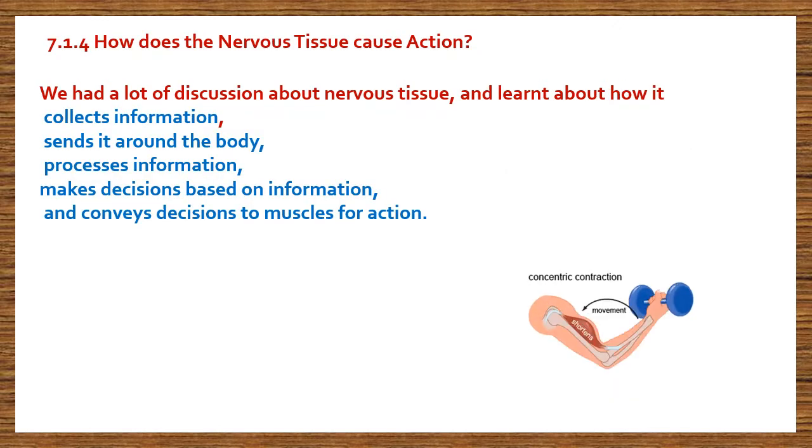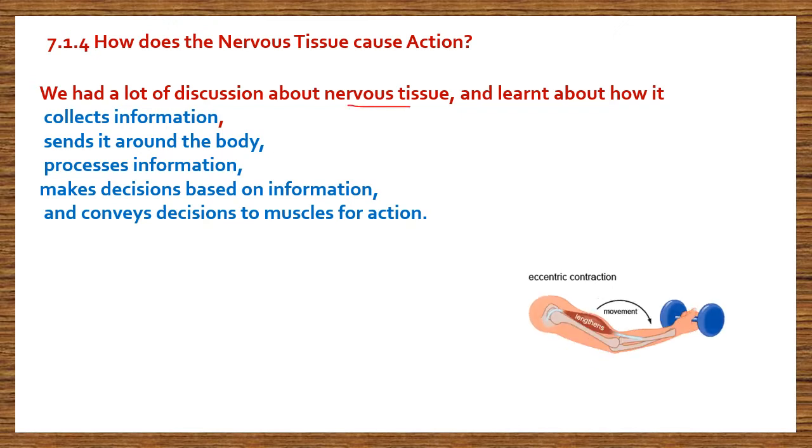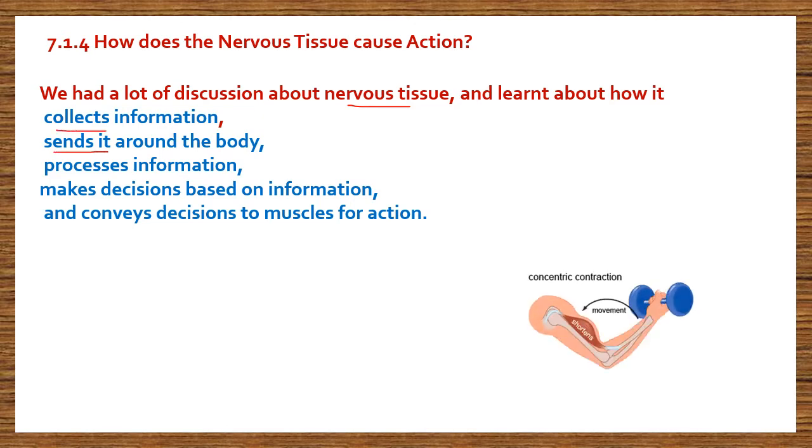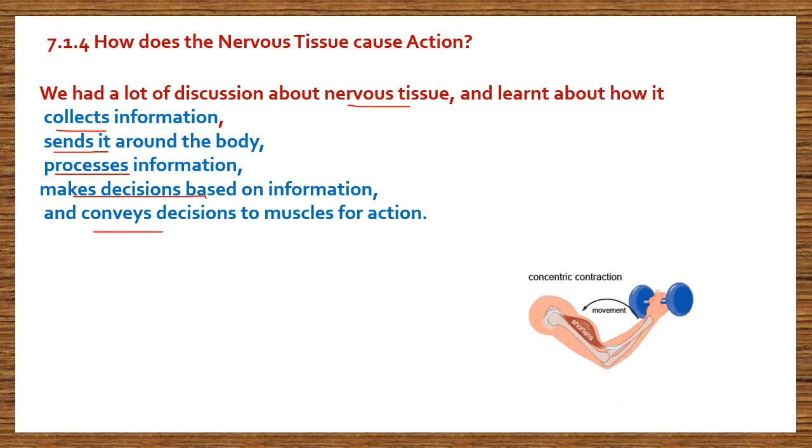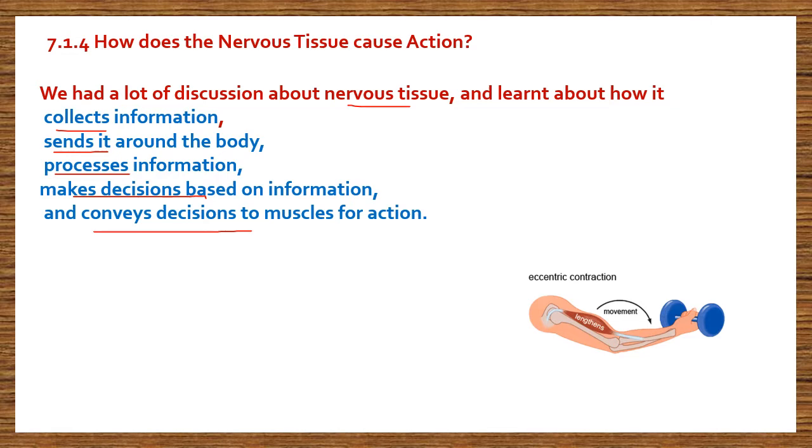How does the nervous tissue cause action? Let me discuss the topic forward. We already had a lot of discussion about nervous tissues, and we have learned how nervous tissue collects information, how it sends this information around the body, and how this information is processed. And then on the basis of this information, we make decisions, and then this decision is conveyed to the muscles for action. Actually, this is the total process behind any action.